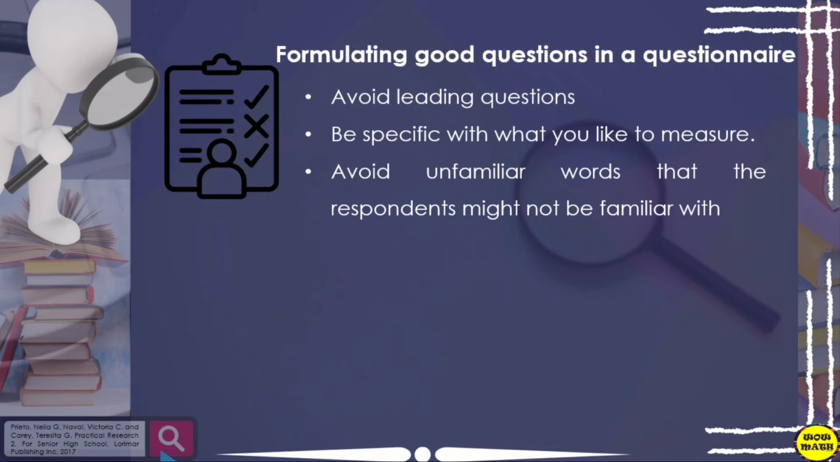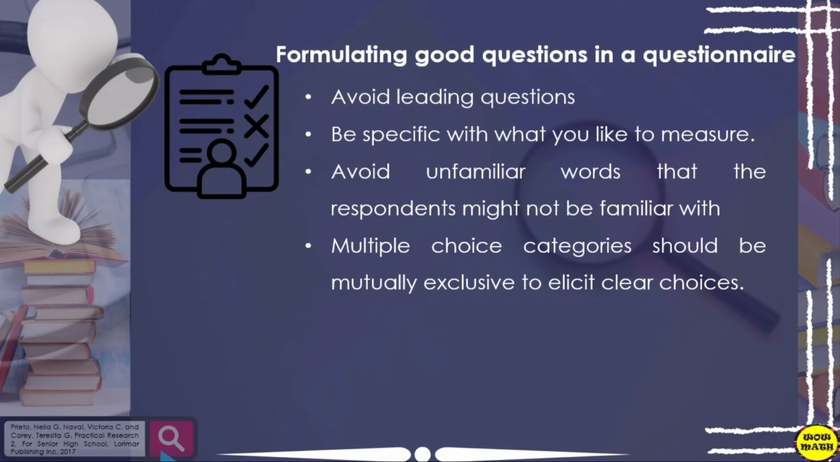Avoid unfamiliar words that the respondents might not be familiar with. So, yung iba, masyadong maarte. Kumbaga, masyadong nilalagyan ng kung ano-anong matalinghagang salita na nakakalito sa respondents mismo. So kapag nalito yan, ibig sabihin yung sagot niyan hindi na magiging maayos, at hindi na maayos yung magiging result ng study mo. Multiple choice categories should be mutually exclusive to elicit clear choices.